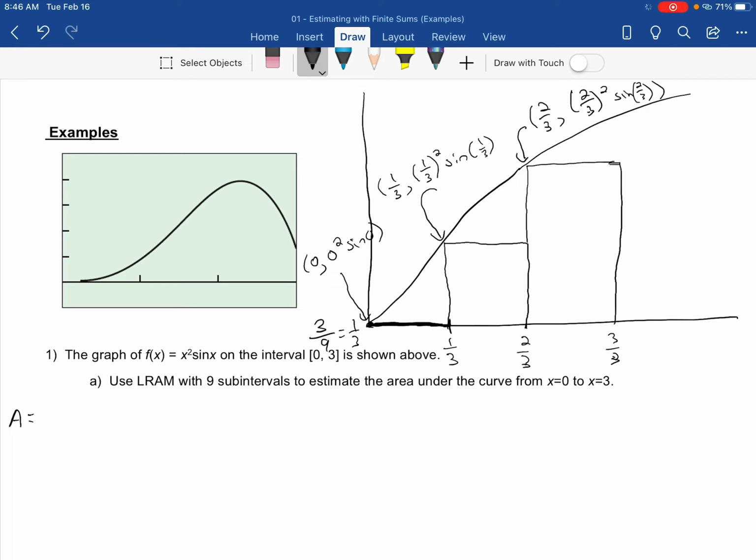First rectangle, base 1/3, height 0 squared sine 0. And I've used brackets there that are sort of unnecessary, but I did it to really try and visualize the pattern that's going on here. Next rectangle, width 1/3, height 1/3 squared sine 1/3.